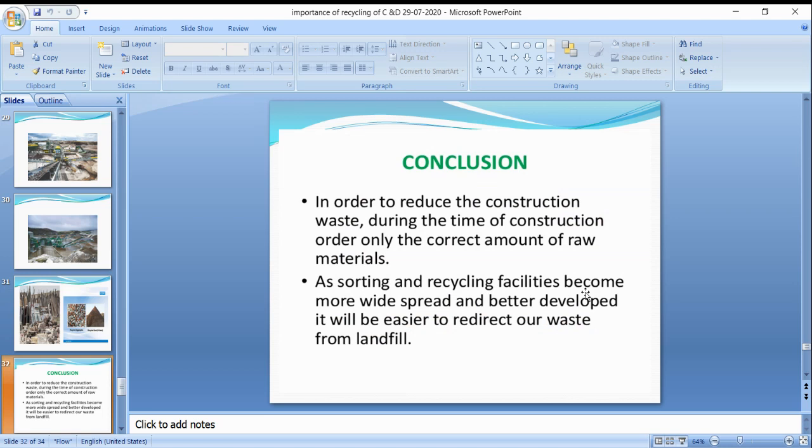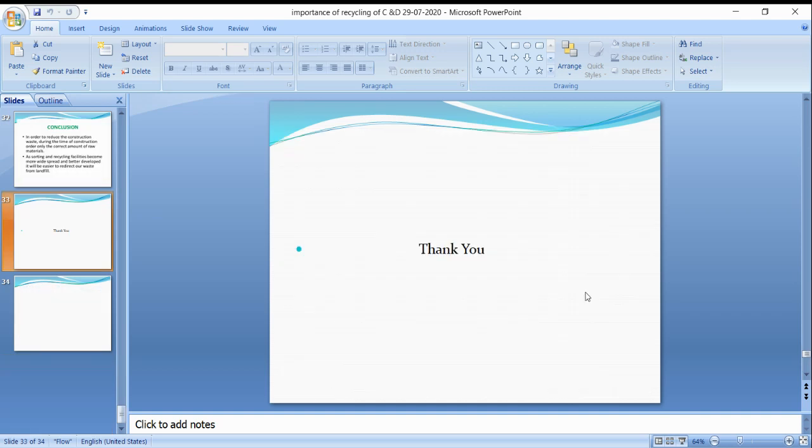So here what we are going to conclude is that, in order to reduce the construction waste during the time of construction, only the correct amount of raw material should be used, so that we can reduce the construction waste. As sorting and recycling facilities become more widespread and better developed, it is easier to redirect our waste from landfill. If the sorting and recycling is done at the bottom itself, then it will be easier for the landfill process also.